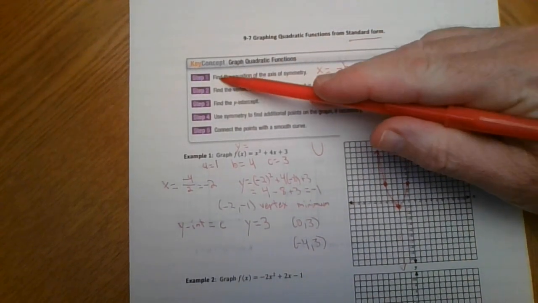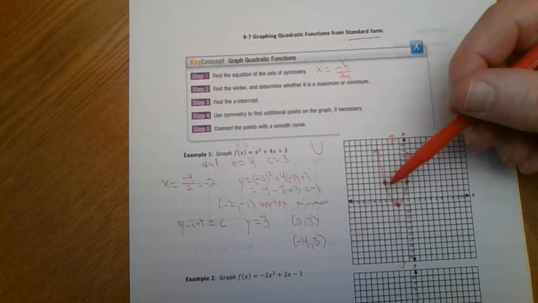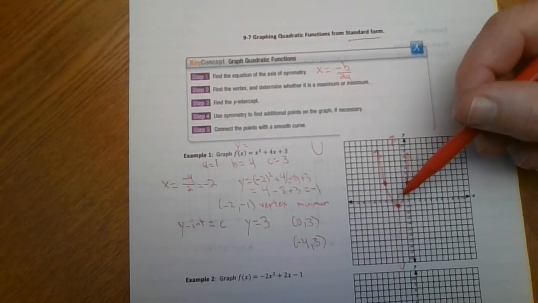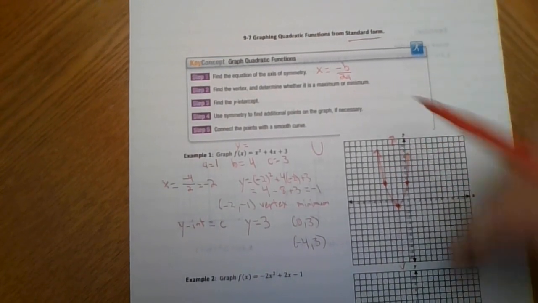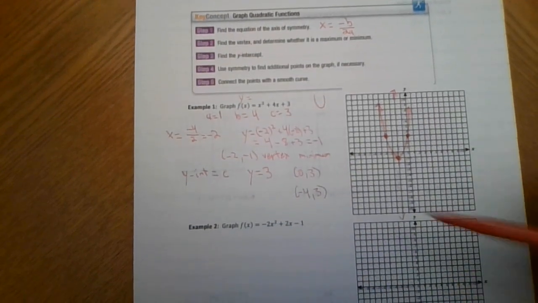So if you follow those steps one at a time, you should be able to get all the key points and lines to draw your parabola. So we'll go through one more example here, example 2.